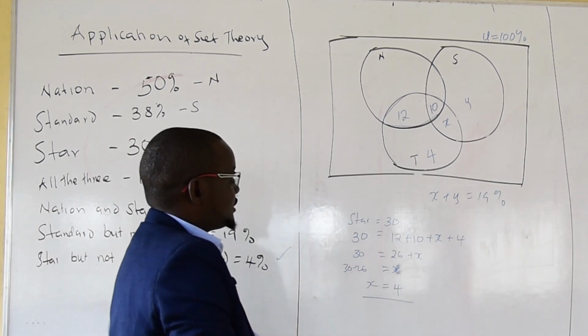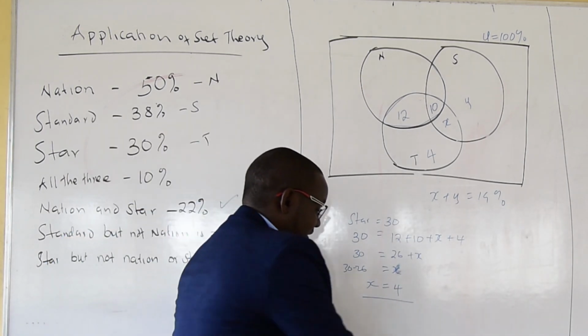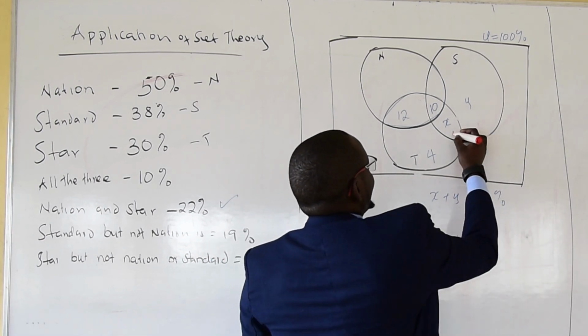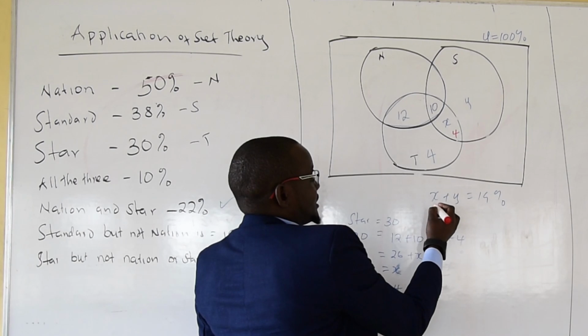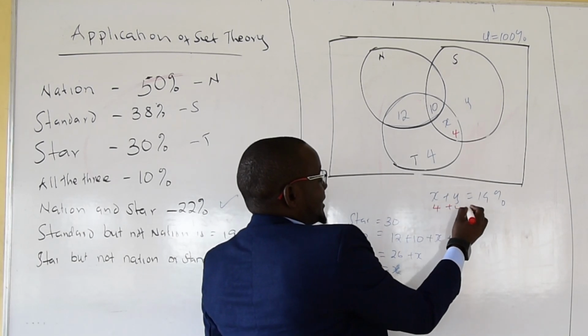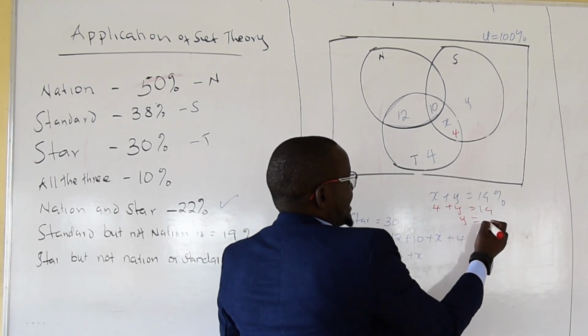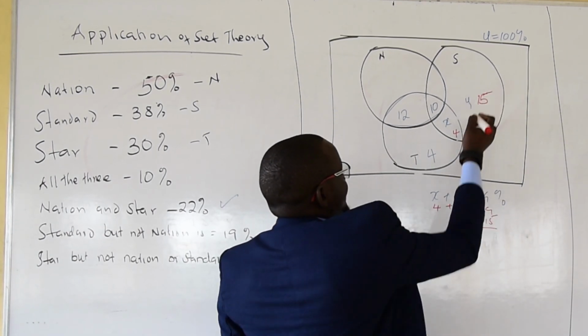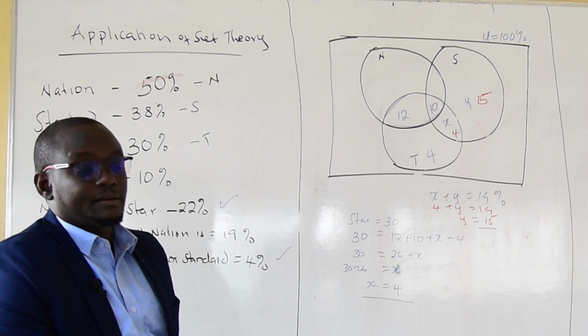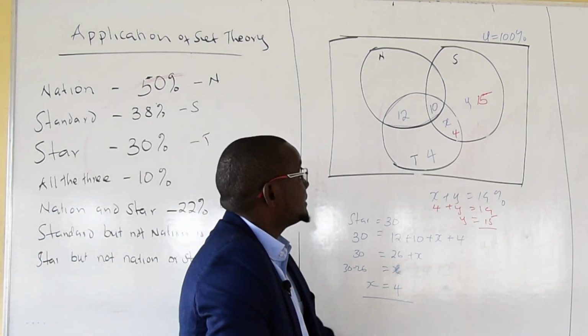So when you know x is 4, now I can substitute here with 4. And remember what you are told, x plus y is 19. So here I have 4 plus y equals 19. So my y here is actually 15. So here that is 15.